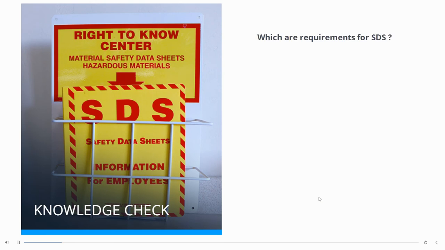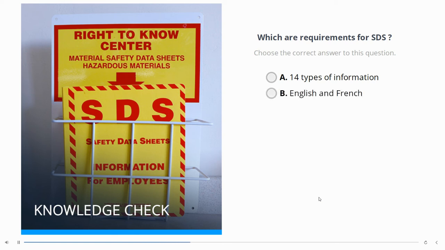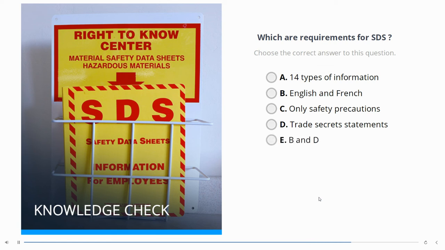Which are requirements for SDS? A. 14 types of information. B. English and French. C. Safety precautions only. D. Trade secrets statements. E. B and D. F. All of the above.